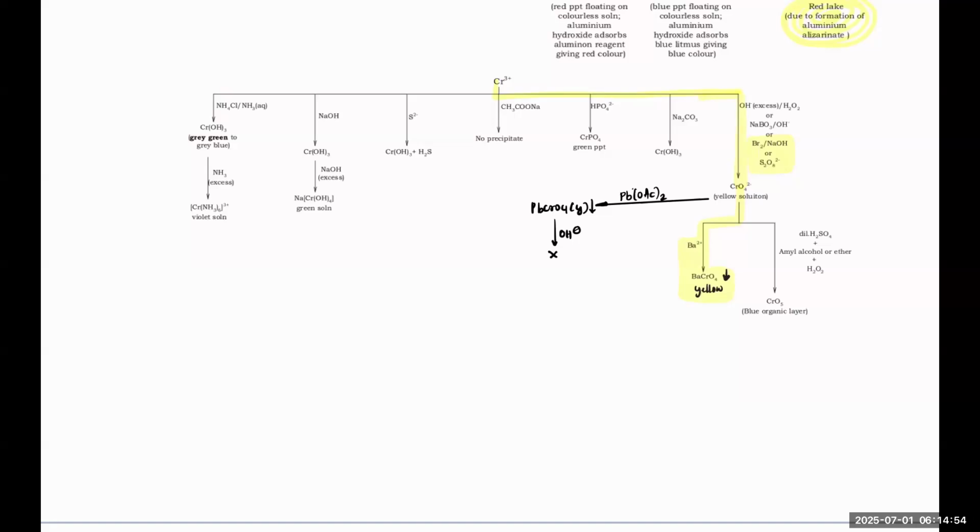So in the presence of these oxidizing agents, Cr plus 3 will get oxidized to CrO4 2 minus. And CrO4 2 minus, which is a yellow color solution, when you react with barium 2 plus, it will become barium chromate. And with dilute H2SO4 and amyl alcohol ether, you'll get CrO5, a butterfly type of structure, which is a blue color solution. Now this is the main route for identification of chromium plus 3 reactions.